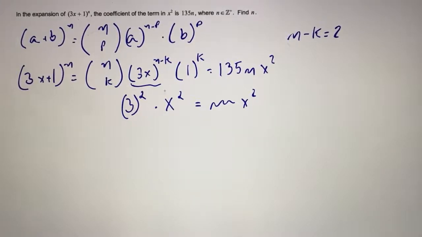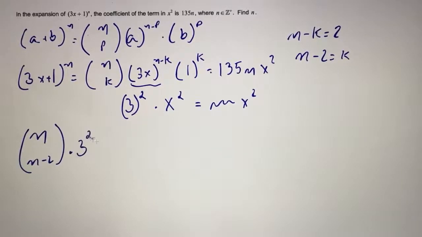Okay, so now I can rewrite this as n choose, instead of writing k, let's rearrange this. Now I know that n minus 2 is equal to k. So I'm going to have n choose n minus 2, 3 to the power of 2, x to the power of 2, 1 to the power of k is just 1, I'm not even going to write. And this is equal to 135n x squared.